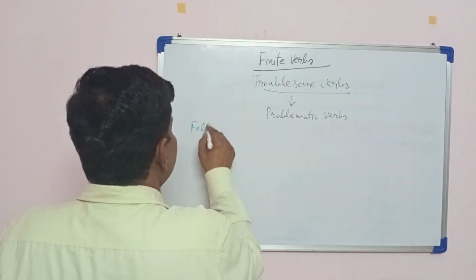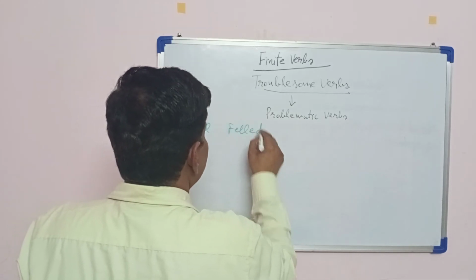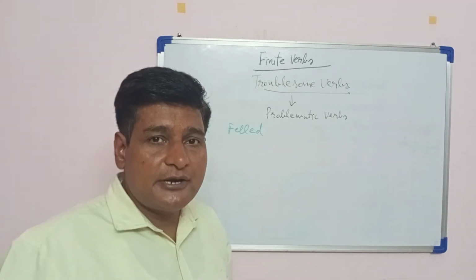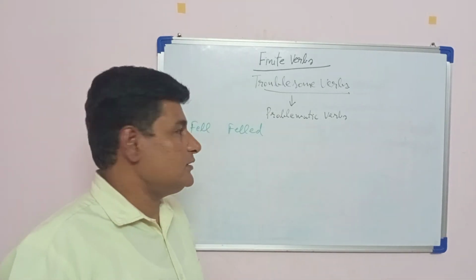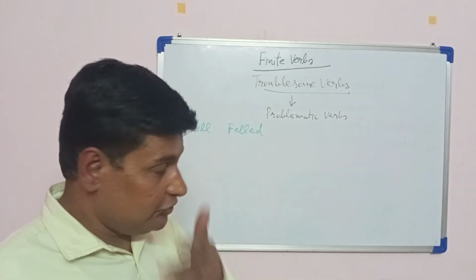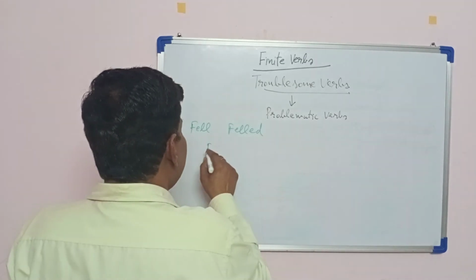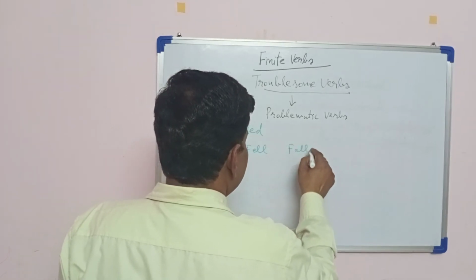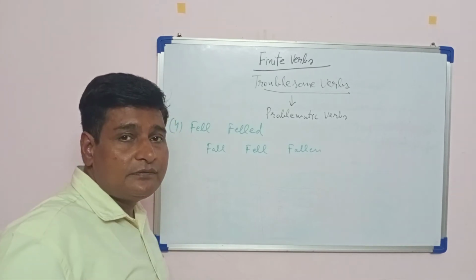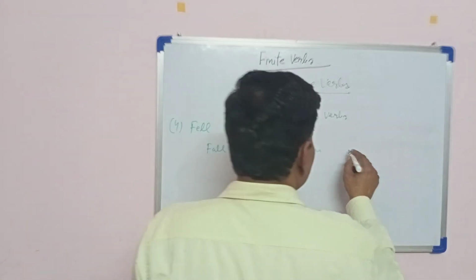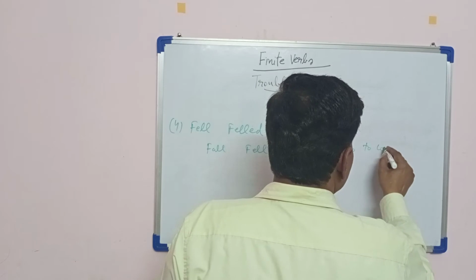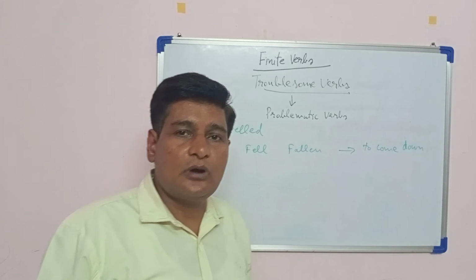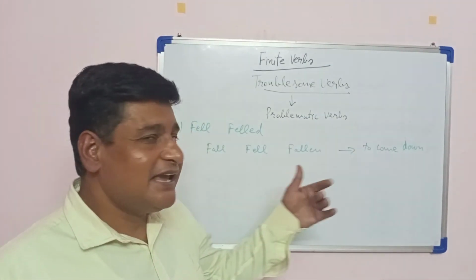Fall, fell. This is another verb. This is also a very important problematic verb. Let us see the difference between their meaning and use. So firstly write the forms: fall, fell, fallen. Fall means to come down. Its meaning is to come down, and fell means came down.